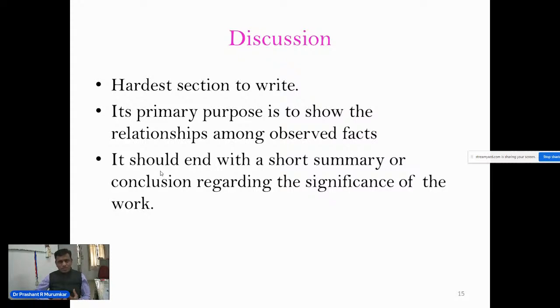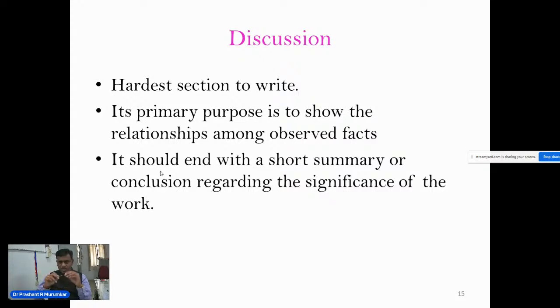So what is the purpose of writing a discussion? Actually, the main purpose is to show the relationship among observed facts. So what you have observed, what the output is, and whether there is any correlation or any trend observed there, you need to discuss here in detail.